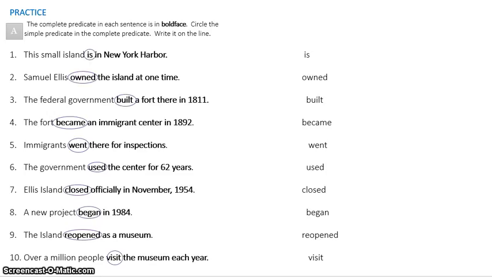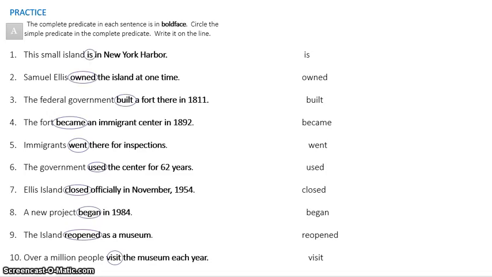Now, hopefully, you have noticed a pattern. When we were talking about complete subjects, and then we talked about simple subjects, I told you that you need to make sure about automatically circling the last word in the complete subject, because that's not the way it was always going to be.